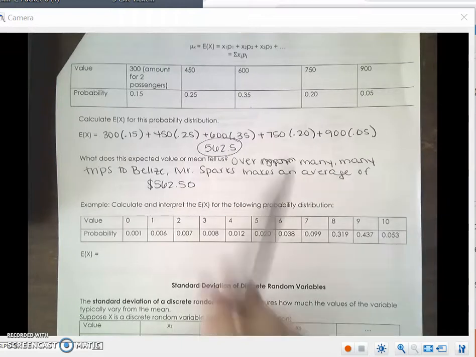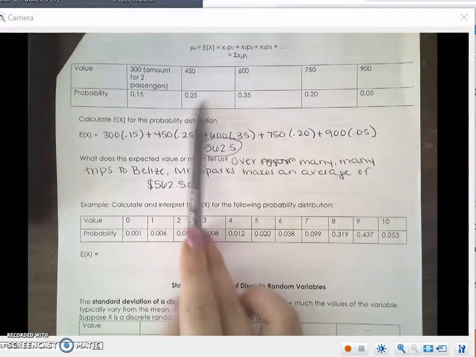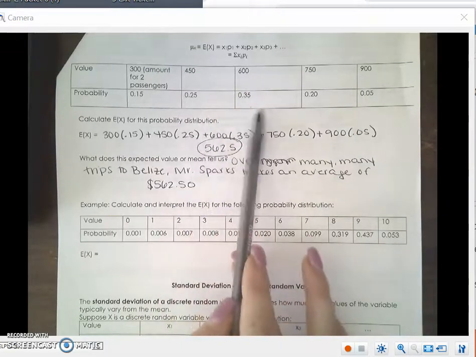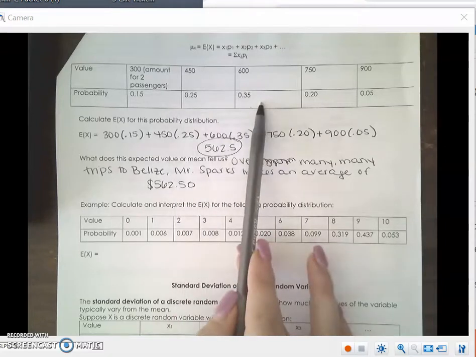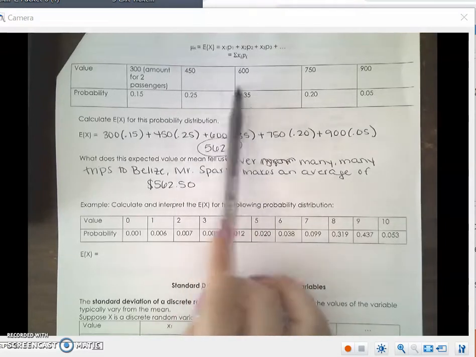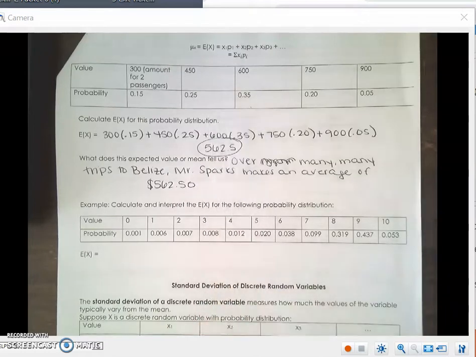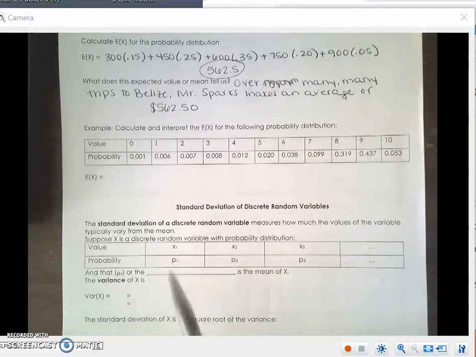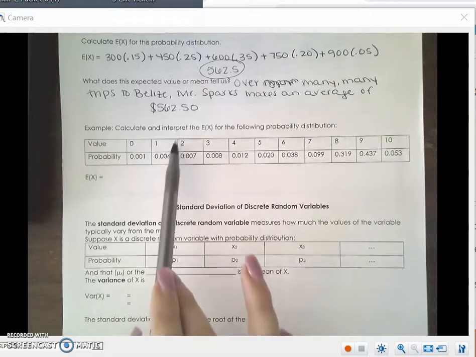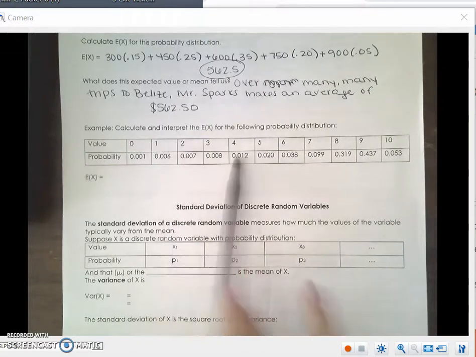$562.50 on average, which makes sense because our probabilities for 450 and 600 were the highest. So 0.25, 0.35 were the highest. So we would expect our mean value to be somewhere in this range. We can do this again. Why don't you pause the video and write out the equation for the probability of this distribution, just to get practice writing it on your own.